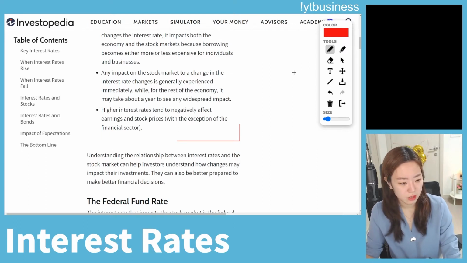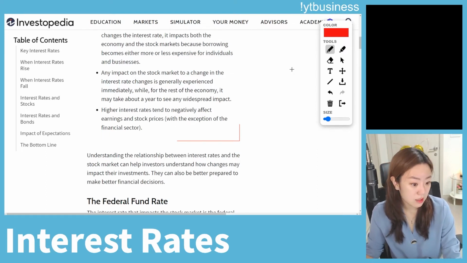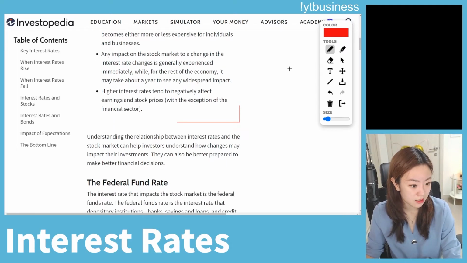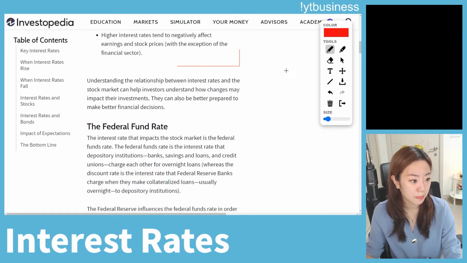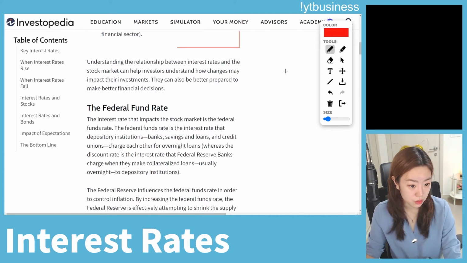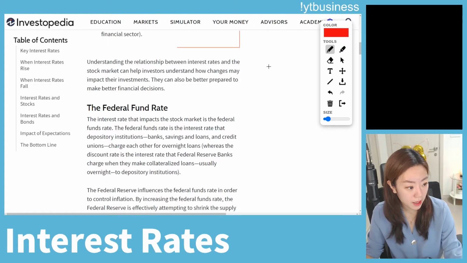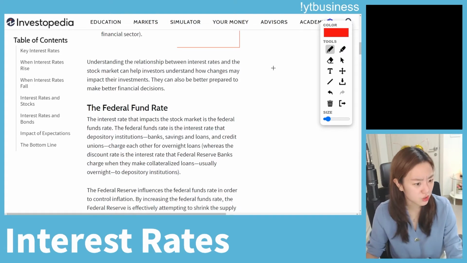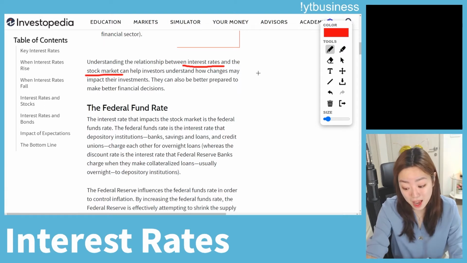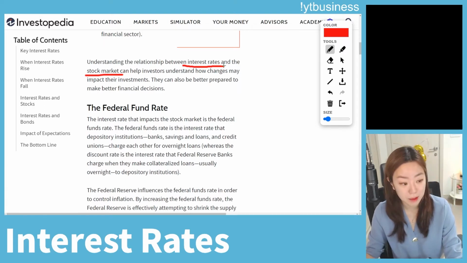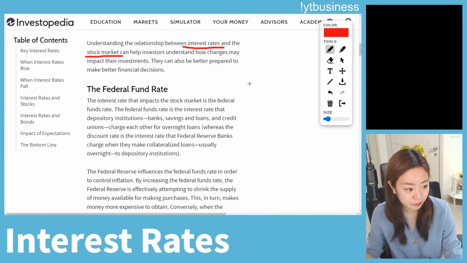Widespread, not wild. Sorry. Higher interest rates tend to negatively affect earnings and stock prices, with the exception of the financial sector. Understanding the relationship between interest rates and the stock market can help investors understand how changes may impact their investments. They can also be better prepared to make better financial decisions, which is true. That's also true. So if you guys know the reason why and see the trend of when it might be happening, or the news of why it's happening, you could, I guess, figure out when to exit, right?